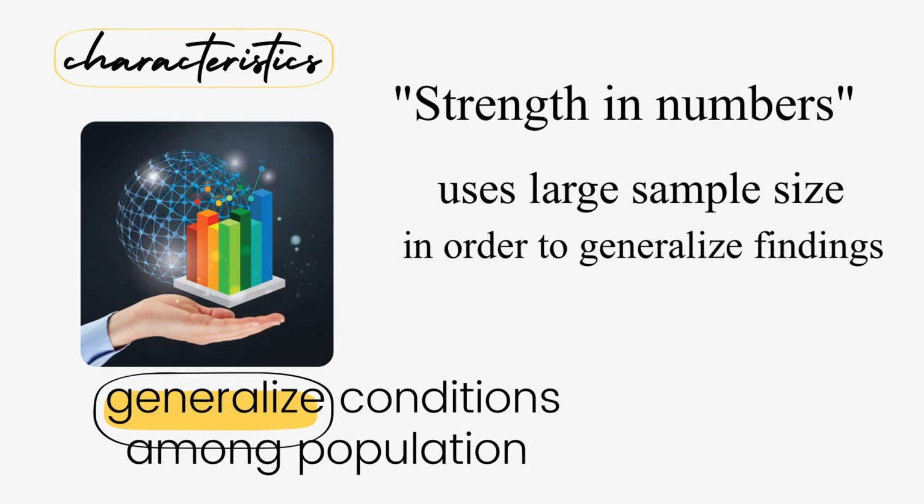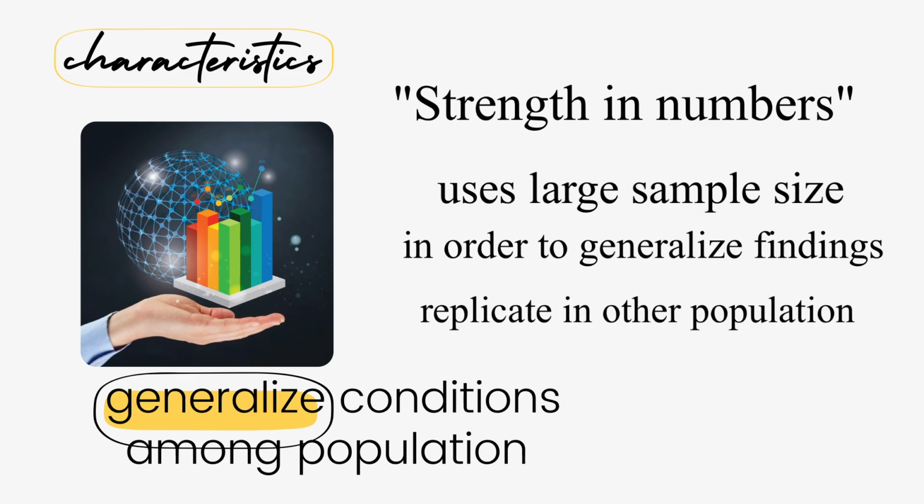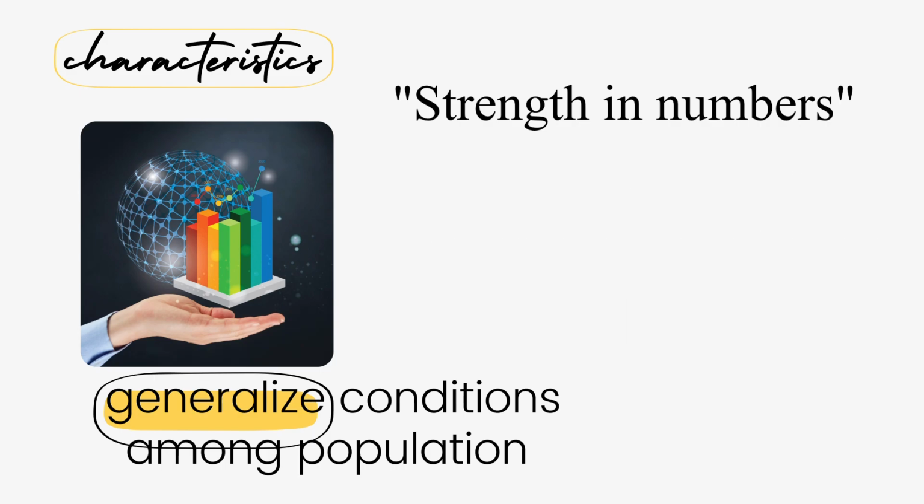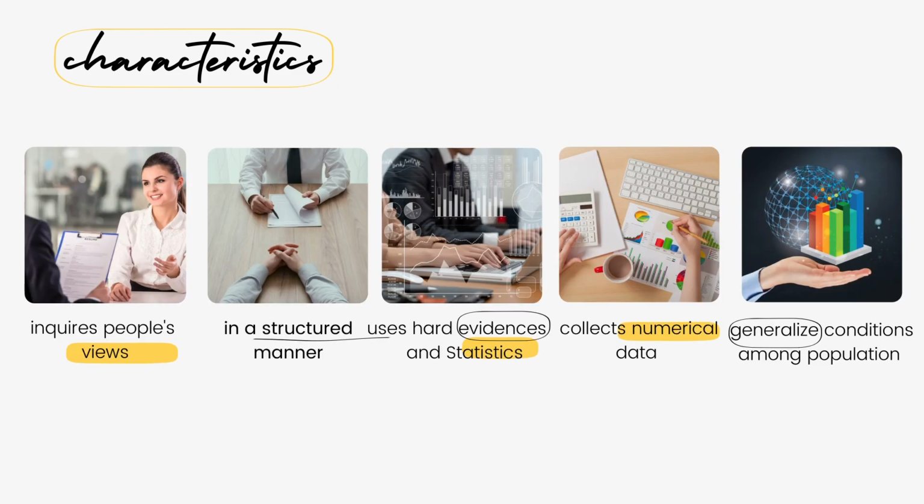Moreover, since quantitative research is used to generalize conditions in a certain population, it can also be repeated or replicated in another population, considering that it has the same scientific process, tools, and or framework. So that's it. That's the basic definition and general characteristics of quantitative research.